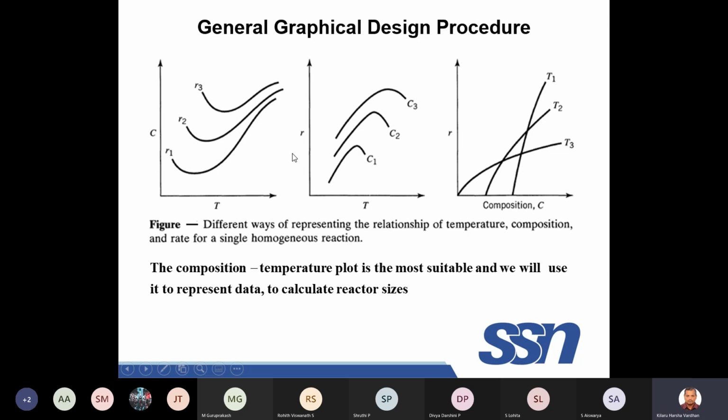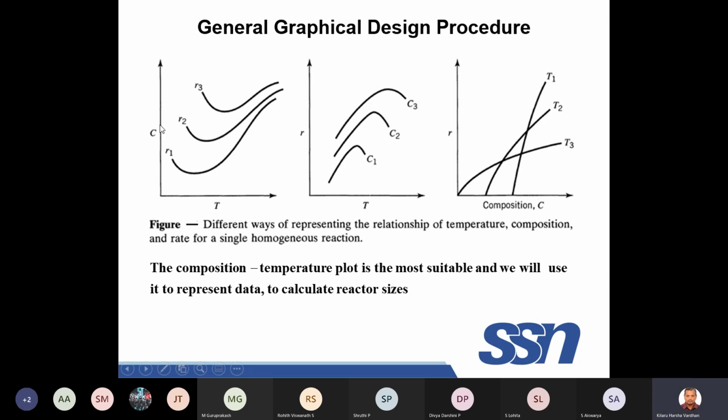You can put R on the y-axis and T on the x-axis, and draw with the same composition C1. For different temperatures and rates, you get the same C1 curve, like that C2, C3. Or you can put R versus composition with different temperatures. Out of these three, generally we go with C versus T, and then you write the rates. This is more convenient to calculate the reactor size.